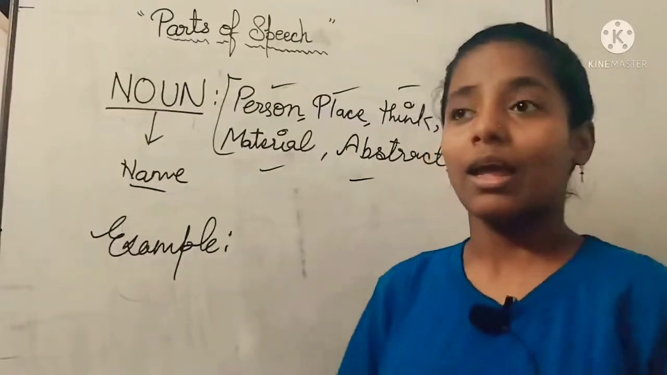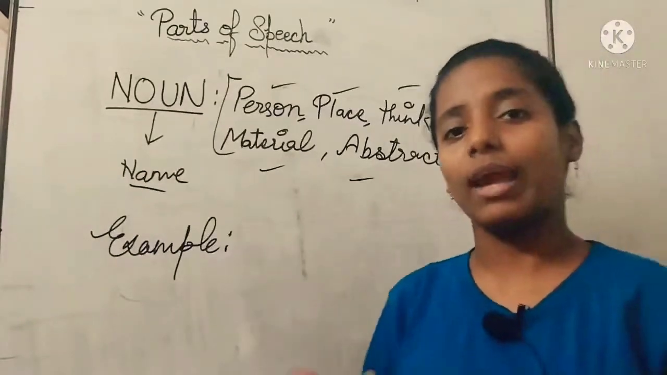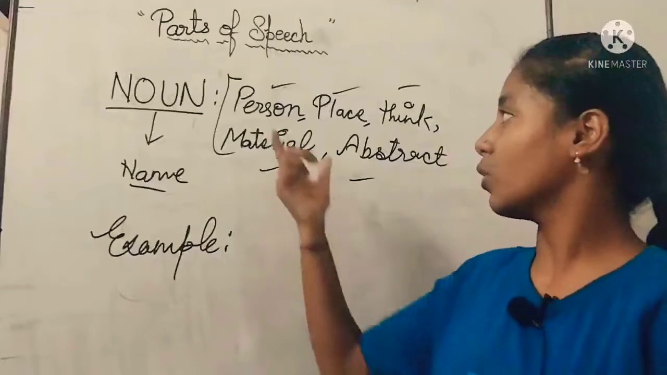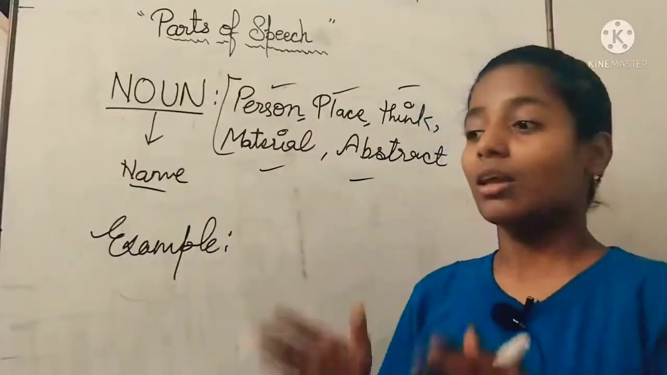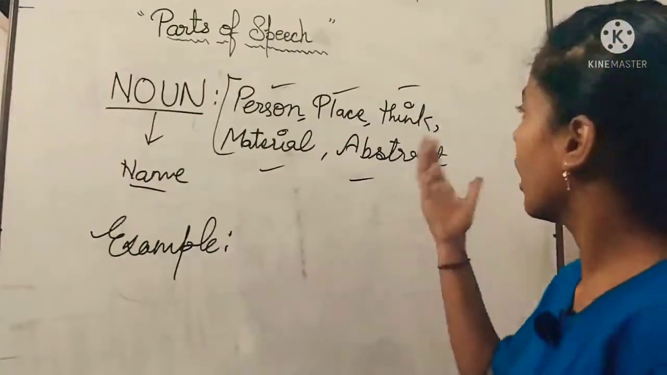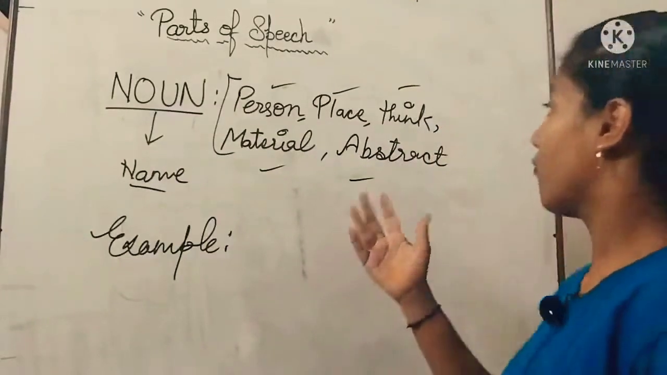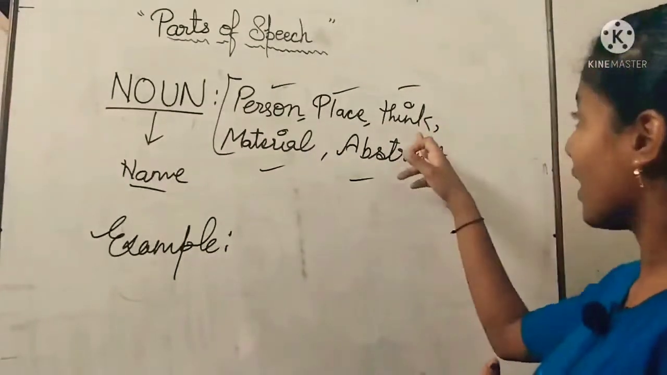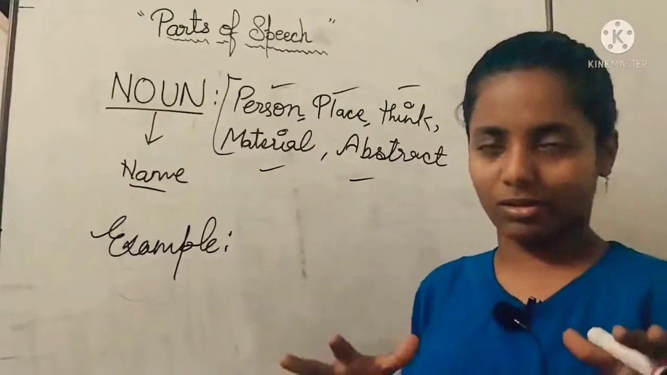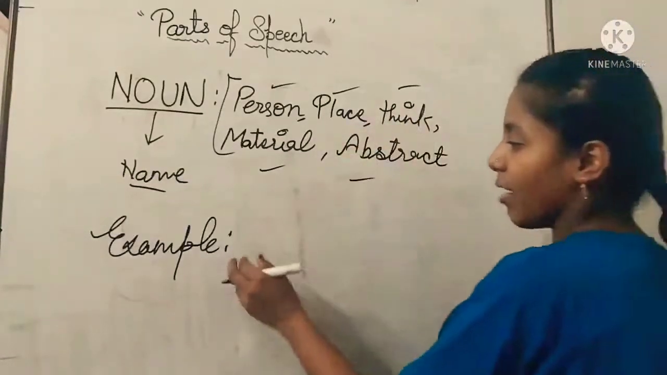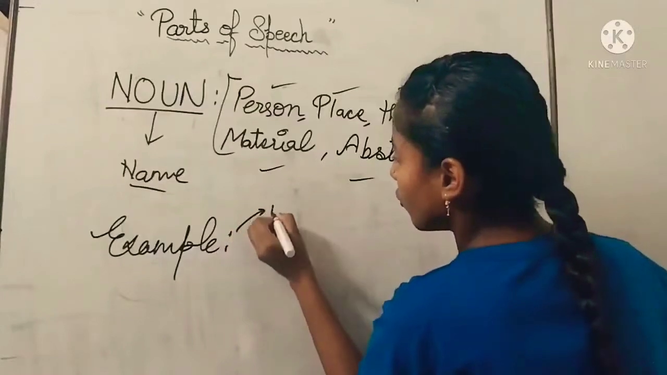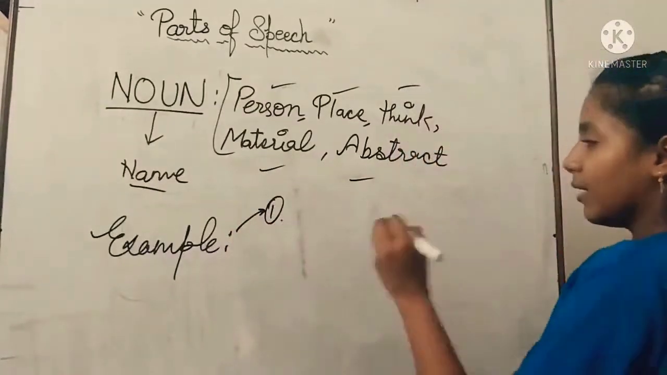Even though there are places like Delhi and Kolkata, even though if you talk about material, the box, the furniture, if we talk about the thinking, like care, if we talk about the abstract feeling and even the thinking, they can be dependent on each other. Now let's see some examples in sentences.